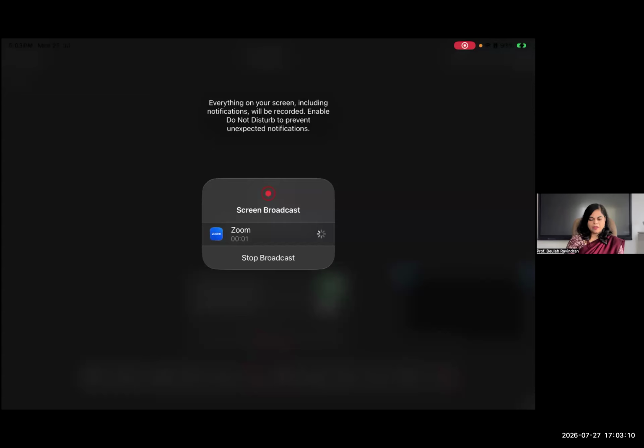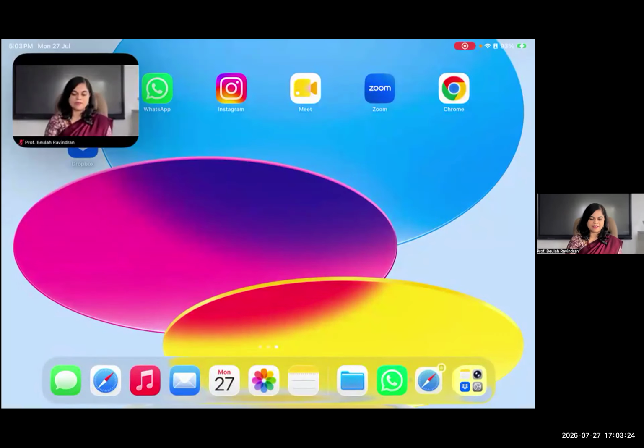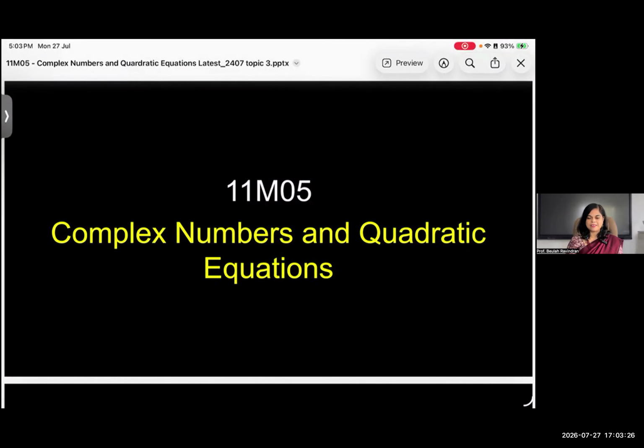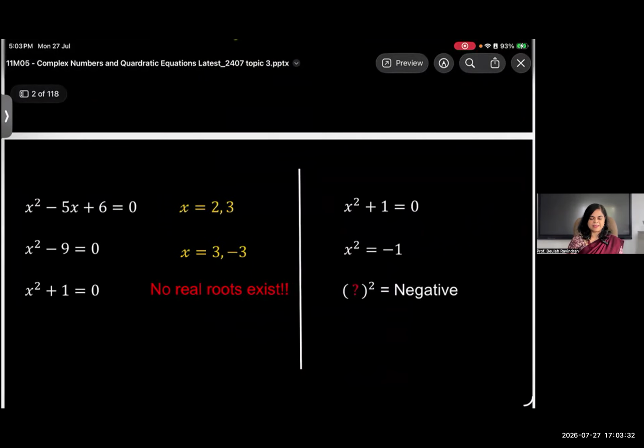So we'll see today the interesting topic that is complex numbers and quadratic equations. Actually, you know about the number system. What are real numbers? Suppose I give you an equation x square plus 1 is equal to 0, then how can you solve? Students, how can you solve? What is the value of x?